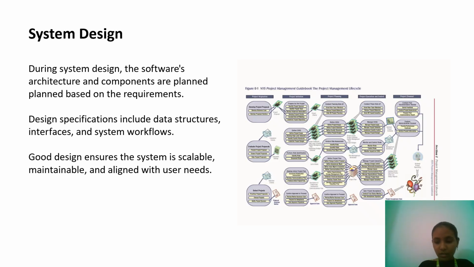The next one is system design. During the system design, the system's architecture and the components are planned based on the requirements. Design specification, including the data structures, interface, and system workflows. Good design ensures the system is scalable, maintainable, and aligned with user needs.